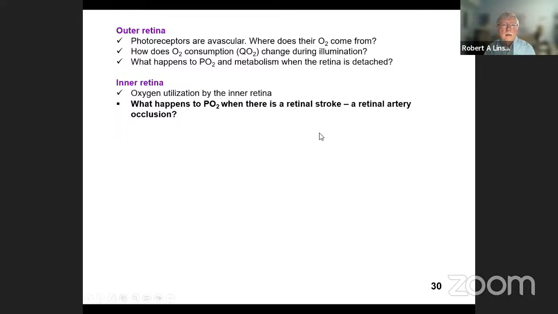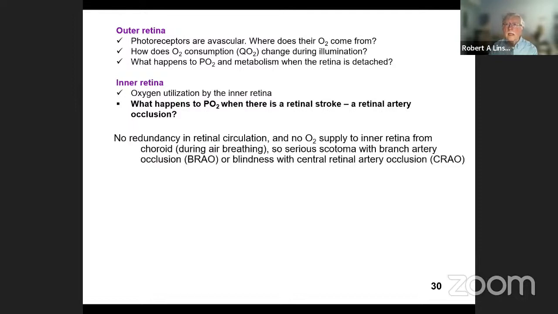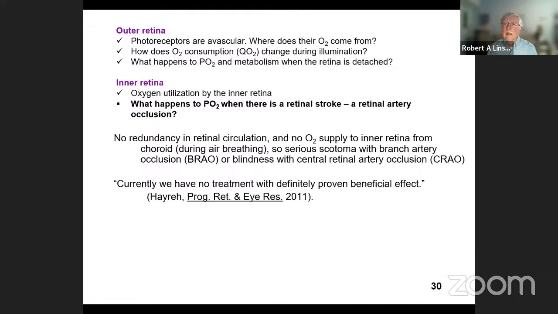So then the last question is, what's the implication of this for a person with a retinal stroke who has lost their retinal circulation? Well, we know that there's no redundancy in the retinal circulation and no oxygen supply to the inner retina from the choroid during air breathing. So what you wind up with is a serious scotoma if you have a branch retinal artery occlusion. You're blind in a portion of your visual field, or you can have complete blindness in that eye if you have a central retinal artery occlusion. And people think there's nothing much you can do about this. So Hera said that currently we have no treatment with definitely proven beneficial effect. So people have tried different things, but nothing has been shown to work reliably.